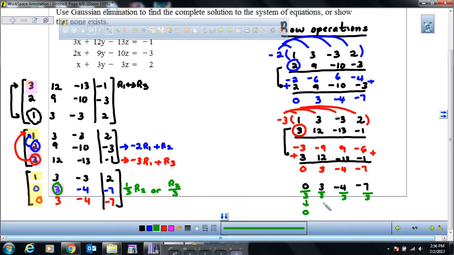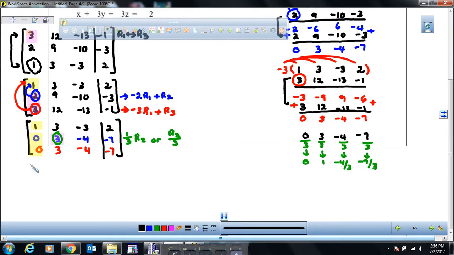0 divided by 3 is 0. 3 divided by 3 is 1. Negative 4 divided by 3 is negative 4/3. And negative 7 divided by 3 is negative 7/3. So that's what we are going to get in the middle row. So the middle row is going to be changed to 0, 1, negative 4/3, and negative 7/3. And then I'm just going to bring down the other two rows: 0, 3, negative 4, negative 7, and 1, 3, negative 3, and positive 2.